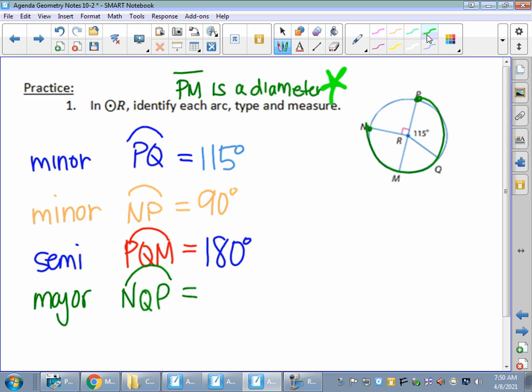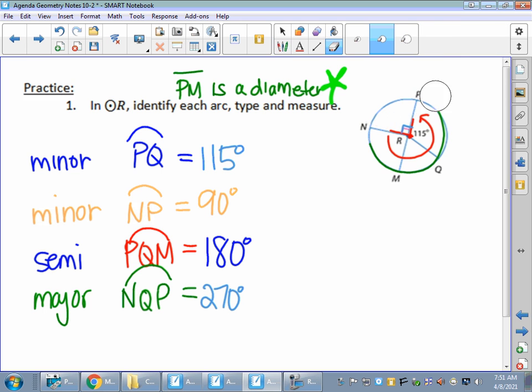So if I traced this in, here's my two radiuses. This is my central angle. Well, this is kind of like that last one. If I know that this angle right here is 90 degrees and I know that the sum of all the angles in a circle are equal to 360, how many degrees do I have for that major arc? It's got to be 270 degrees. Let me ask you one more just because I want to make sure we do a little bit of math on this.